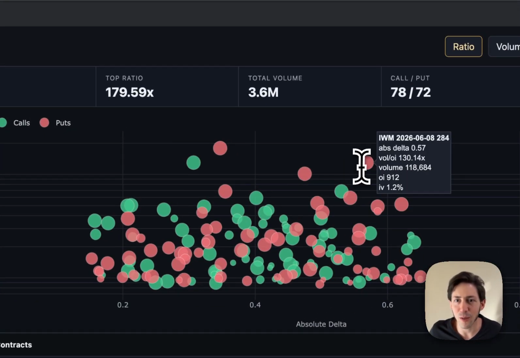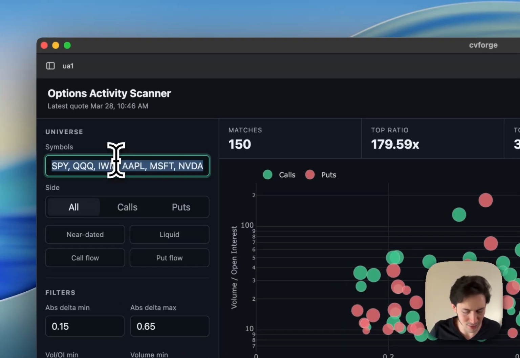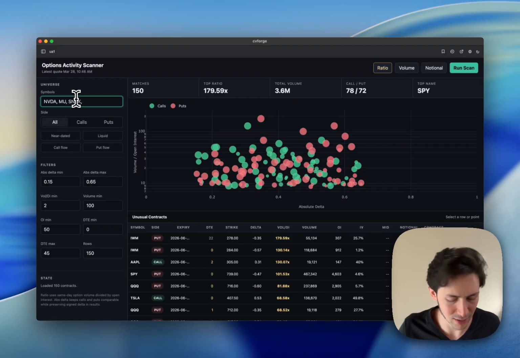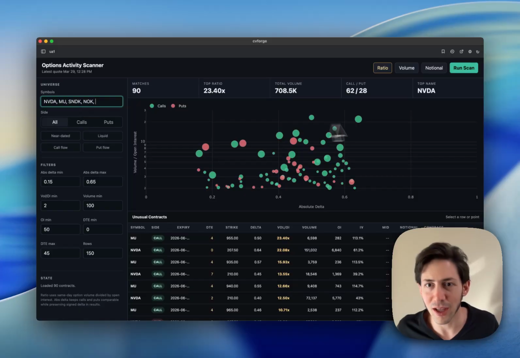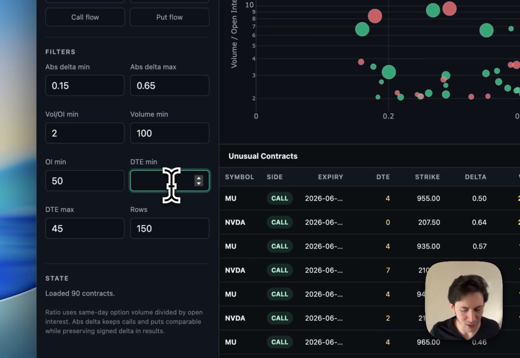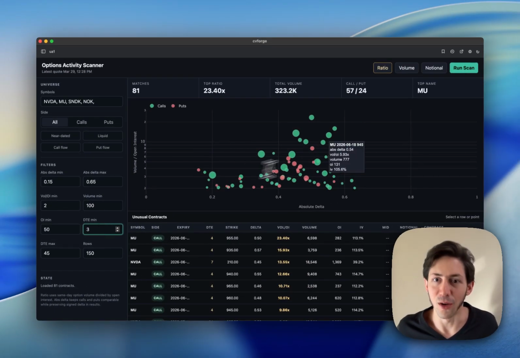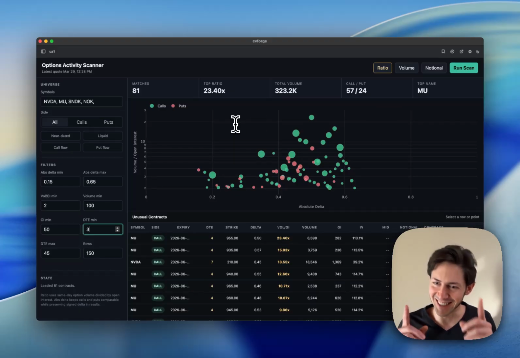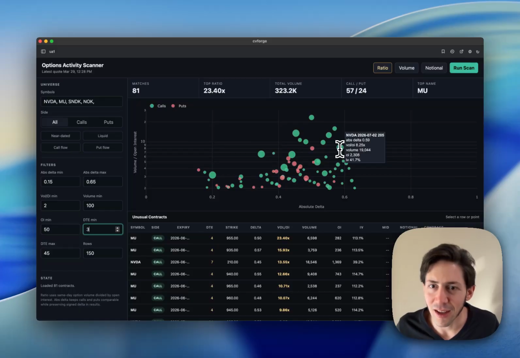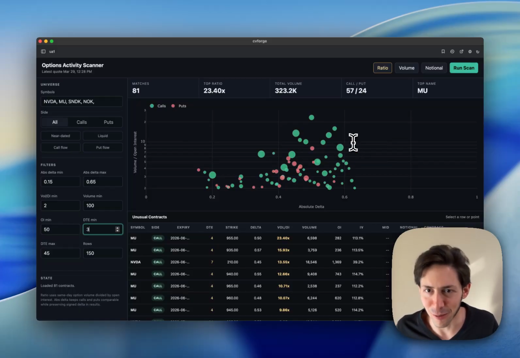And so, what were we looking at? We were looking at NVIDIA, MU, SNDK, NOC. Okay, we were looking at this one. And I didn't want to look at this one because it's a 0 DTE. So let's go with 3 DTE. Okay, now very, very interesting. All right. I'm digging this. Okay, so now we can look at this NVIDIA one right here. So what's the deal with this one?